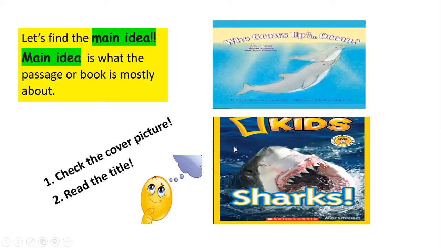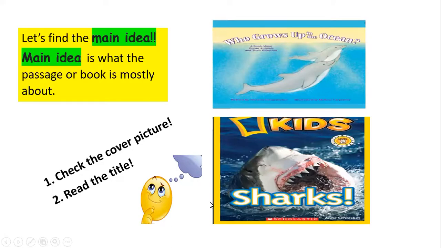Did you check out the picture? What did you see in the picture? Of course, you saw a shark. There's one shark in the water. The shark is in the ocean. It's showing its big, sharp teeth. Very scary, isn't it? So did you think that this book is going to be mostly about shark or sharks?